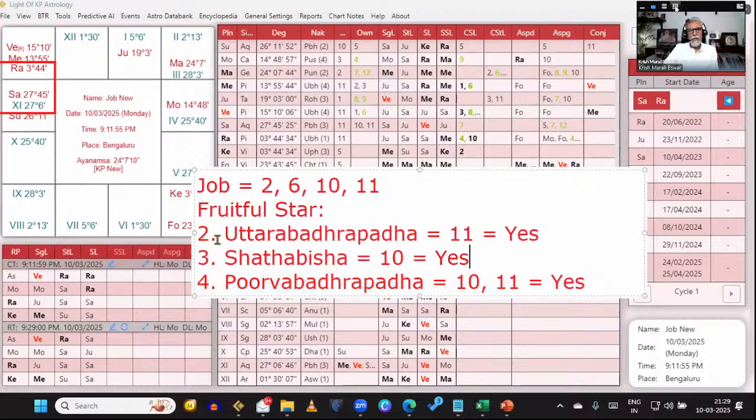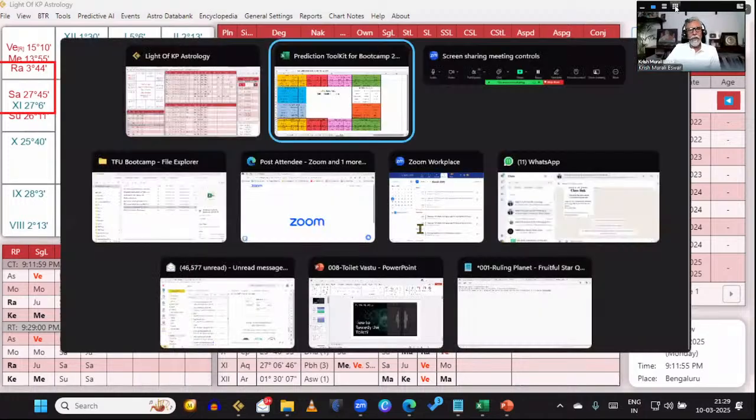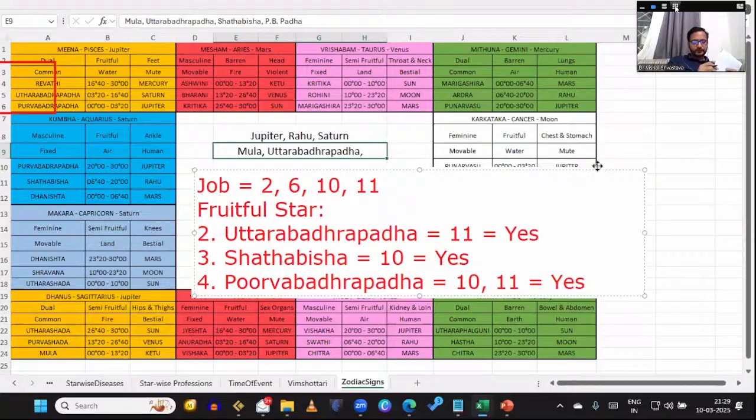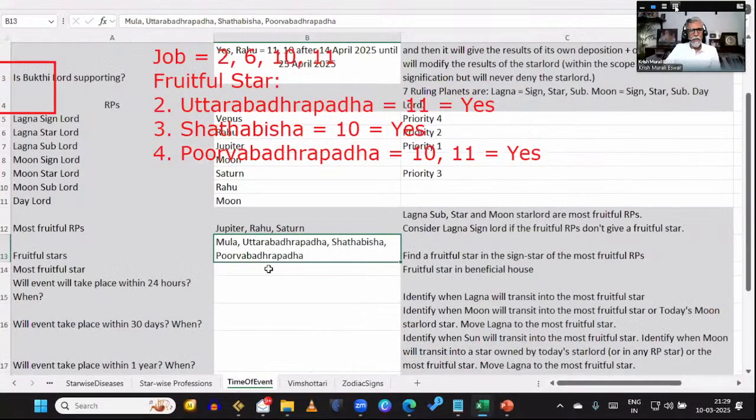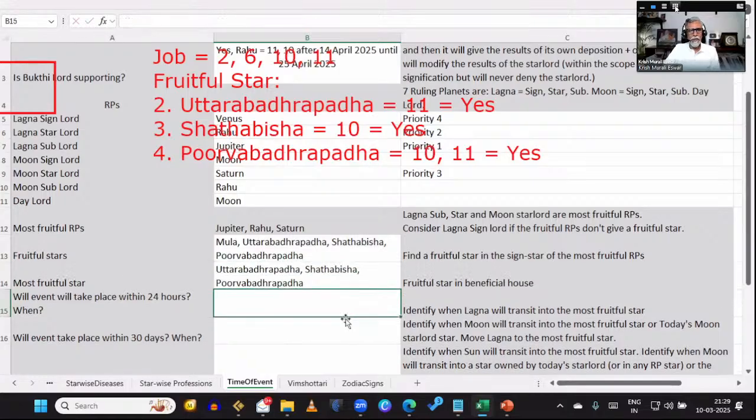So anyway, we will take all of this into consideration. We will come back and relook at the whole thing because it is not that easy in this particular case. We are seeing 3 nakshatras which are fruitful for us. All 3 can potentially give us good results.